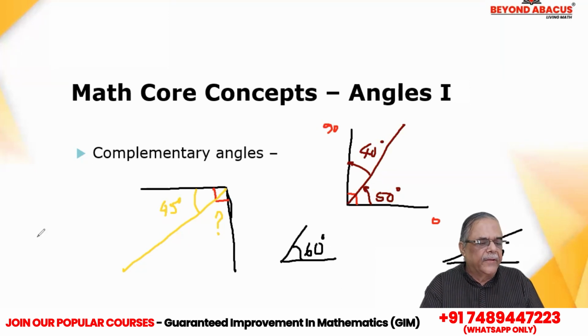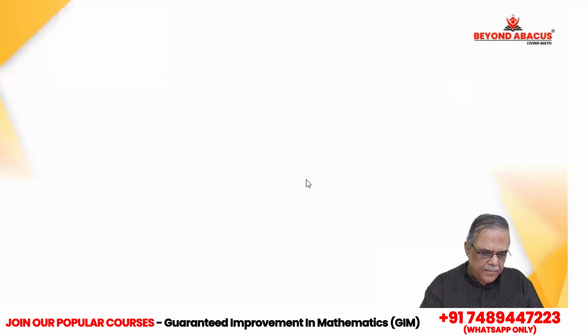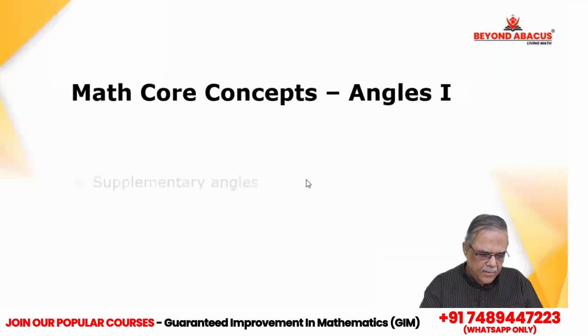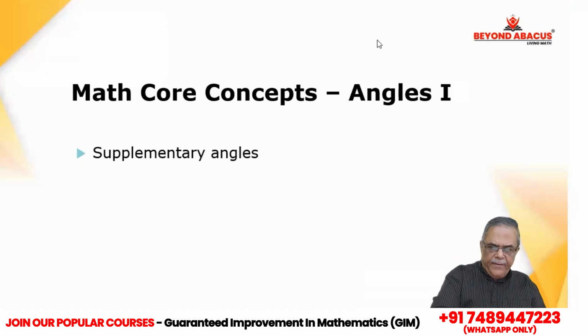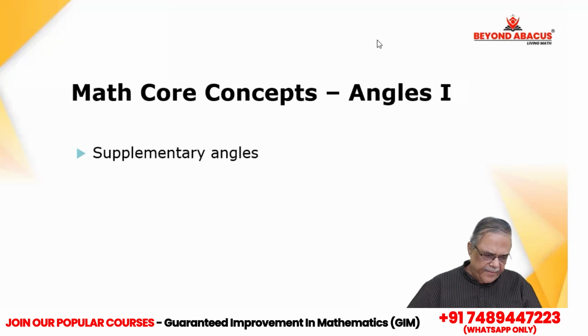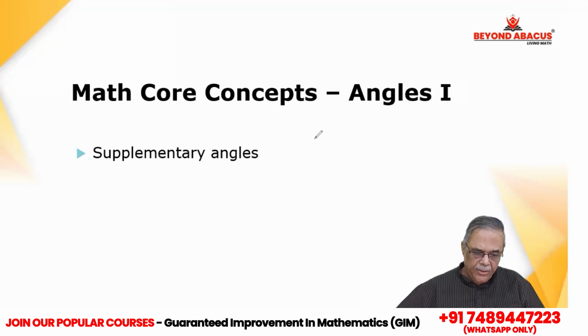So let us proceed further and understand what the other possibilities are. Supplementary. It is the next extension of complementary, because we are already familiar with complementary. Now supplementary, what happens is the sum of the two angles was 90 degree to make it complementary. Here two angles add up to make 180 degree.